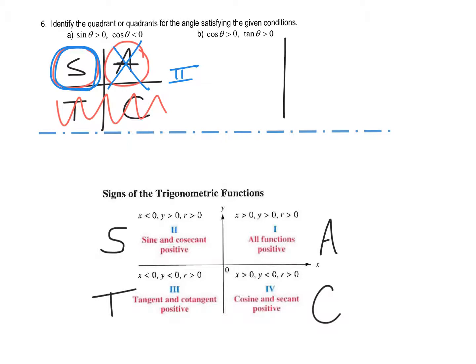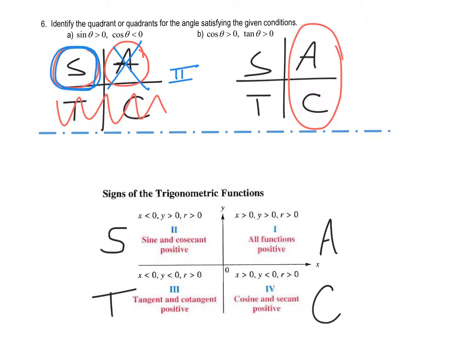Very last one, all students take calculus. The cosine being positive, well, the cosine is positive in both of these. Remember, the A stands for all of them are positive in quadrant 1, and the C stands for cosine being positive in quadrant 4. That means we can eliminate these two. And which of those two is the tangent also positive? Well, tangent is negative in quadrant 4, but all of them are positive in quadrant 1. That gives us our answer of quadrant 1.